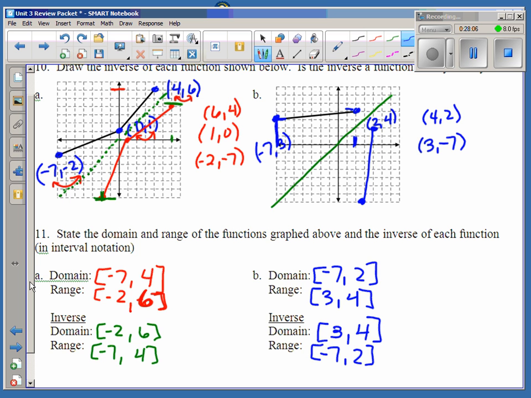You can check. The left point of the blue function is 3, the right point is 4. The bottom is -7, the top is 2.